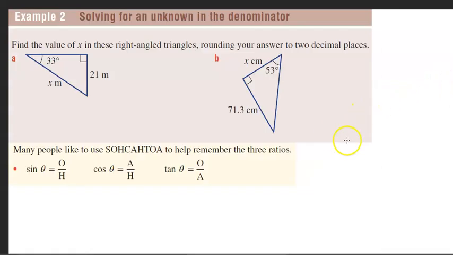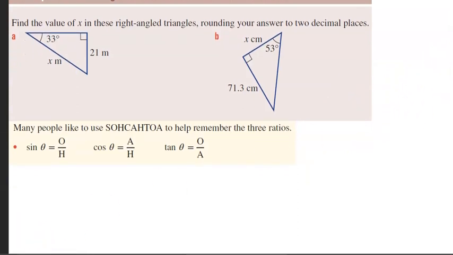Find the value of x in these right angle triangles. Round your answer to 2 decimal places. A. Let's go ahead and recreate this triangle. Right angle triangle, right angle on here, angle being given here is 33 degrees, x meters, so we're dealing with meters, and 21 meters. All right, let's fill in.